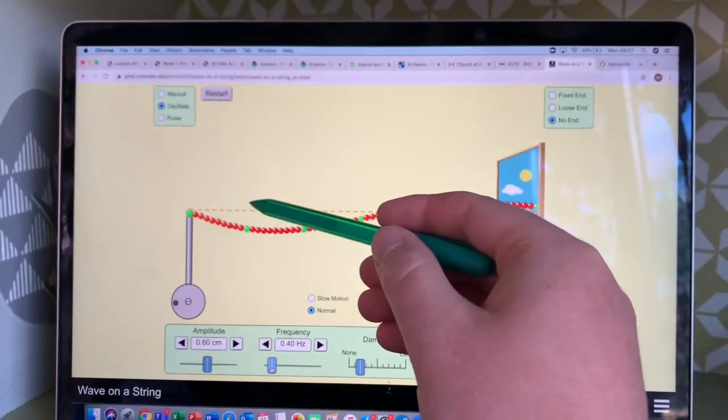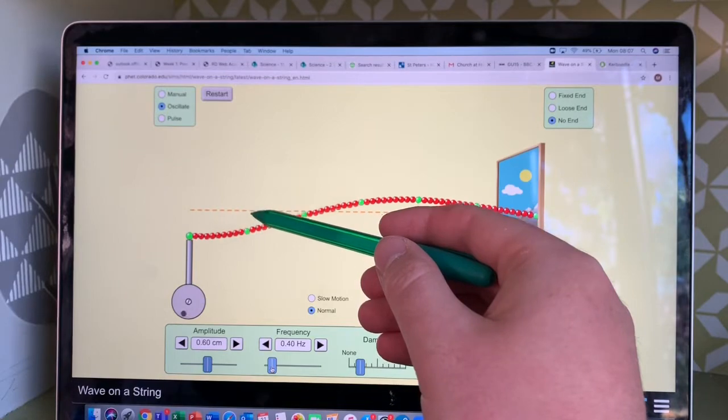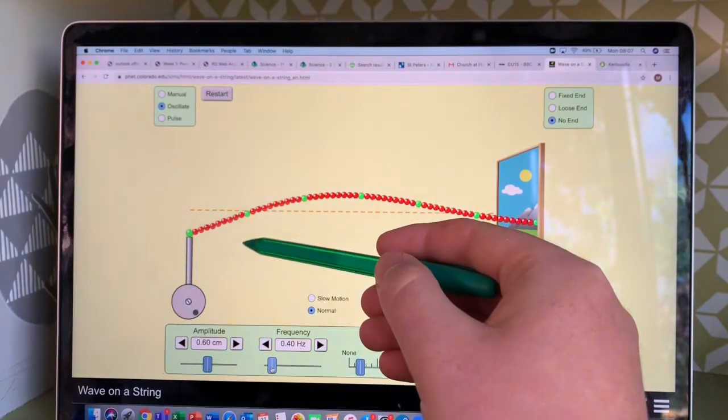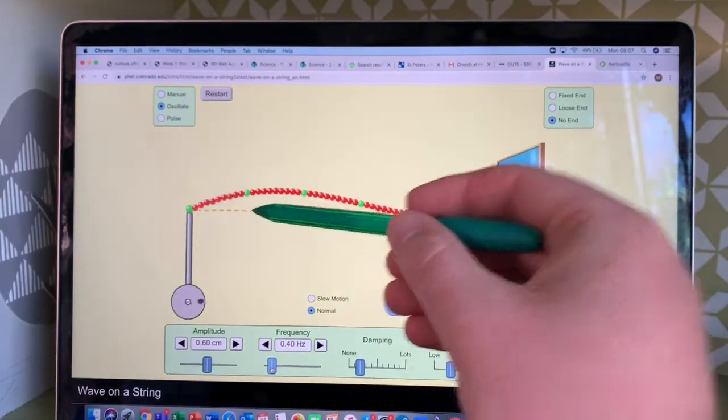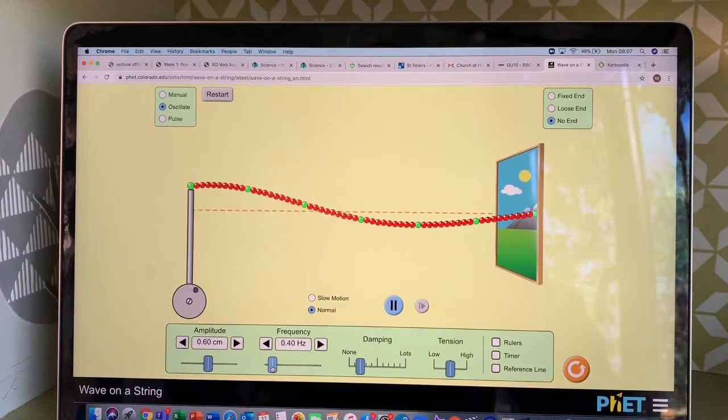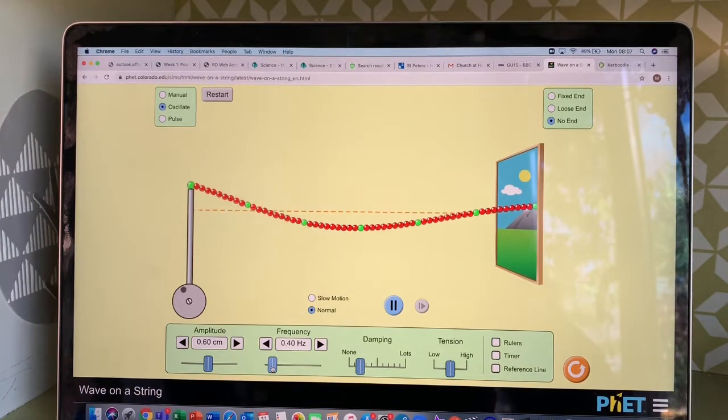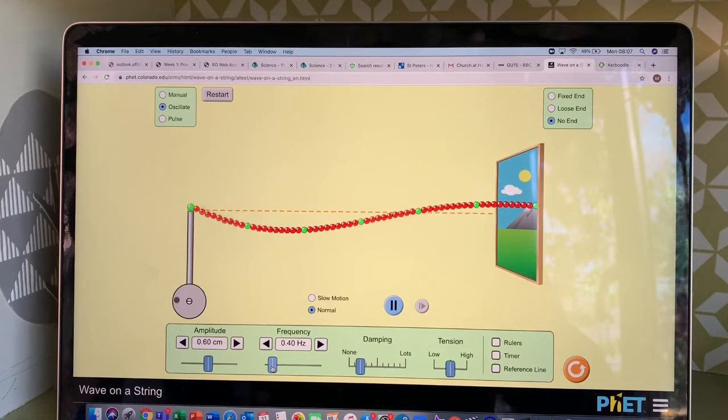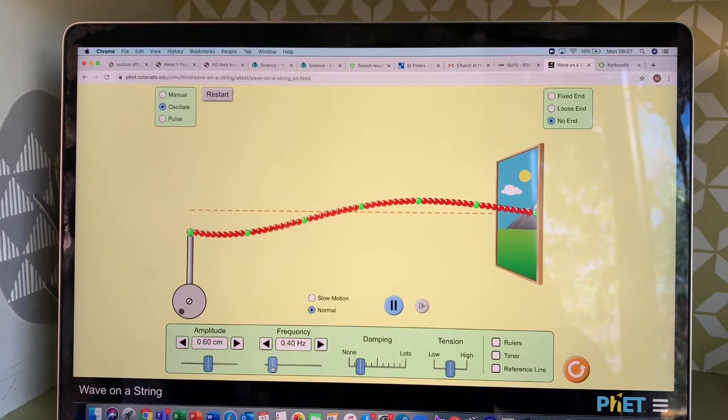So I could sit here with a stop clock and I could press start and stop. It's not particularly accurate. You might want to time 10 and then divide by 10, and then you can get a much more accurate answer if you're actually trying to find the time period. But that's what time period means.